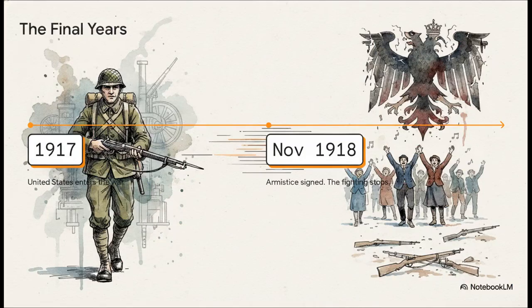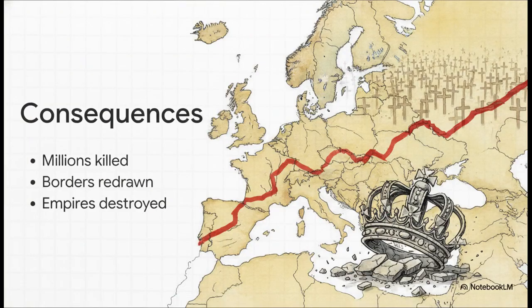After that turning point, the end arrived with rapid acceleration. The United States brings its might in 1917, and just a year later, the German alliance collapses. Finally, on November 11, 1918, the armistice is signed. The crowds celebrate. After 4 years of relentless industrial slaughter, the guns finally fell silent, and the fighting stopped. So, the crucial point is that the consequences of this 4-year conflict were absolute. Millions upon millions were killed. The map of the world was completely rewritten as national borders were drastically redrawn. And those old, mighty empires we talked about at the very beginning, completely destroyed.